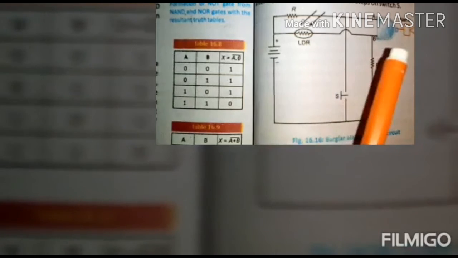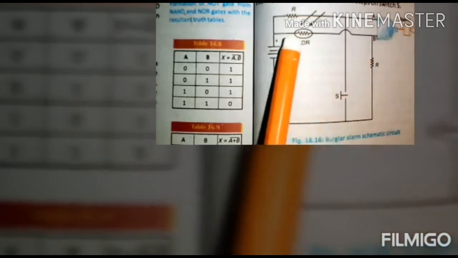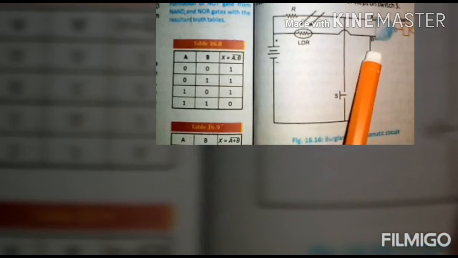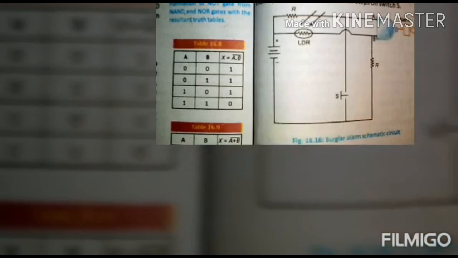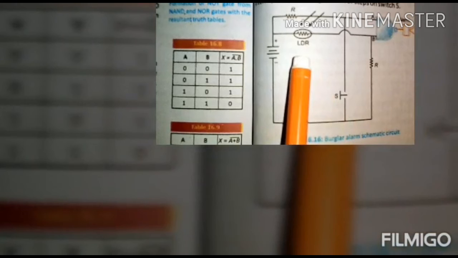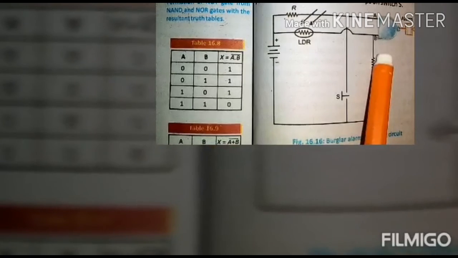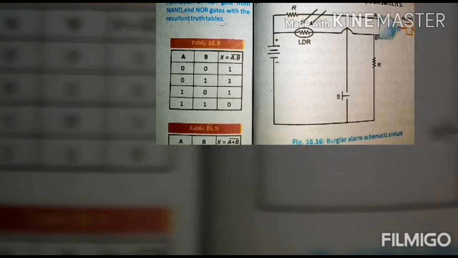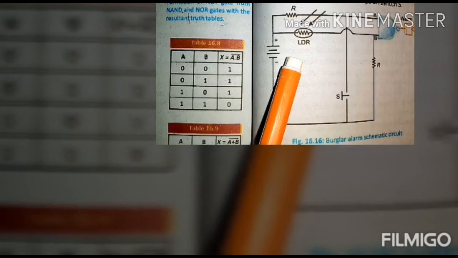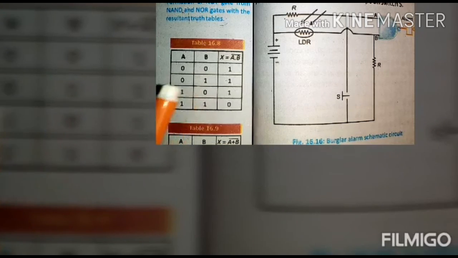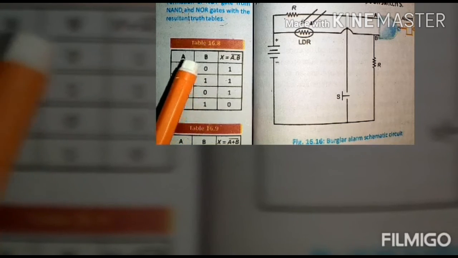Then the second input is the B input, and the B input is connected to the LDR through this circuit. So whenever light is falling on this LDR, the B input will be 1, and if there is no light on the LDR, this will behave like a gap and the current will not flow through it, and the B input will become 0. So with light, these are the two situations, and without light, these are the two situations.